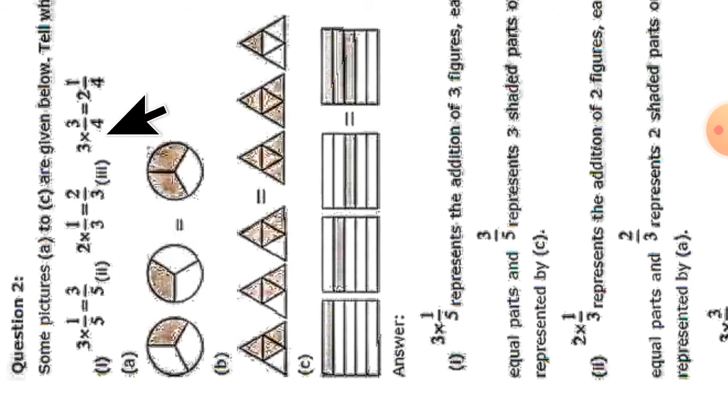Now third one, 3 into 3 upon 4, 3 figures in which total part are 4, shaded part are 3. So these are the 3 figures in which total part are 4, 1, 2, 3, 4 and shaded part are 3, 1, 2, 3 part are shaded, equal to 2 integer 1 upon 4. 2 parts are completely shaded and 1 part, 4 out of 4 equal parts, 1 part is shaded. Okay, so out of 4 equal part, 1 part is shaded. So third matches with the figure B.